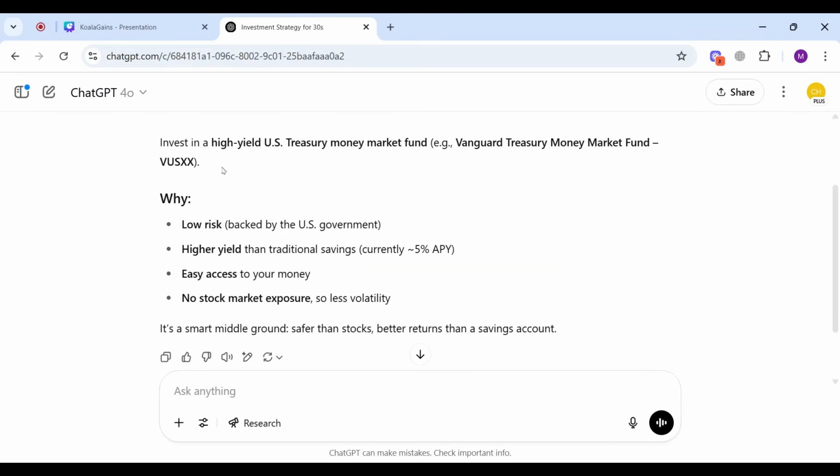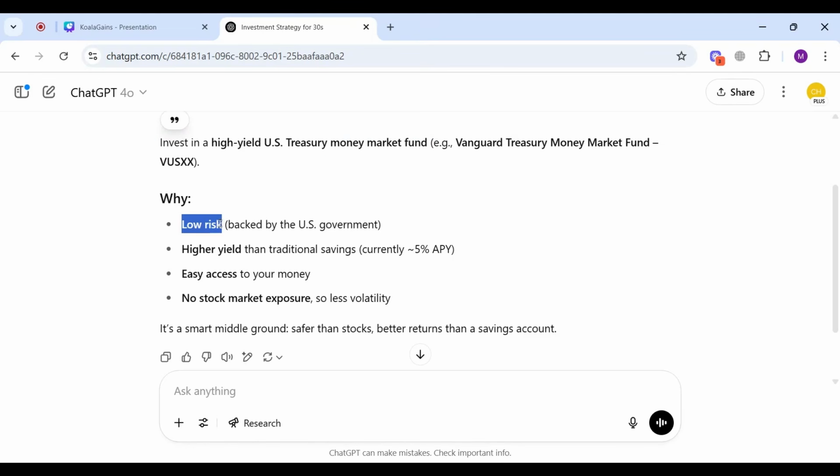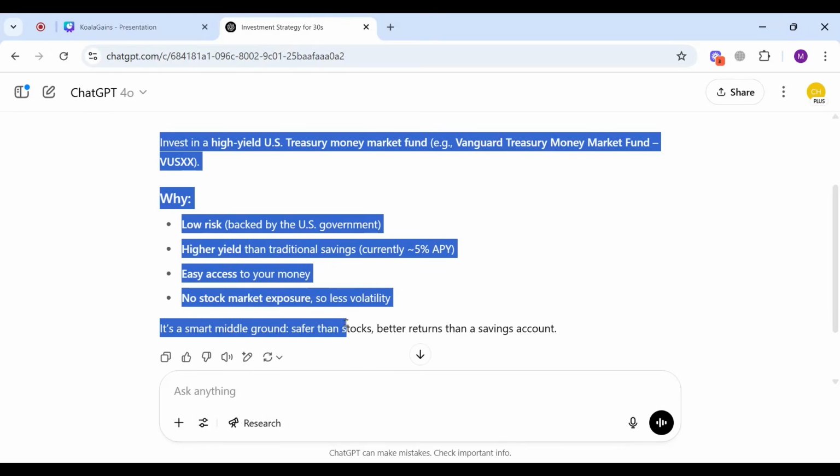Let's see what the LLM recommends. Okay. So it is suggesting that I should invest my entire money in a high-yield U.S. Treasury money market fund. It is also telling me why I should invest, because it offers low risk, higher yield, I can easily access my money whenever I need to, and no stock market exposure. So it has less volatility. The option sounds good, but I know there can be other options of what I can do with my money. Just following this plain one-step solution isn't smart whenever it comes to investing money.